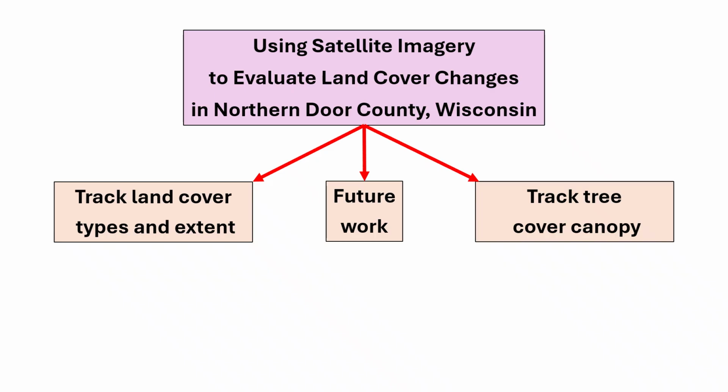Before proceeding, note that the work described here is part of a major project to evaluate land cover changes over time in northern Door County, Wisconsin, using satellite imagery. The project currently consists of two parts, one of which tracks land cover types and extent, and a second which tracks tree cover canopy in particular, with future work to follow. This tutorial applies specifically to tracking tree cover canopy.